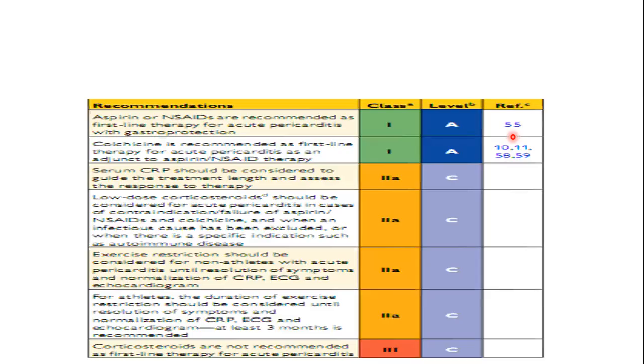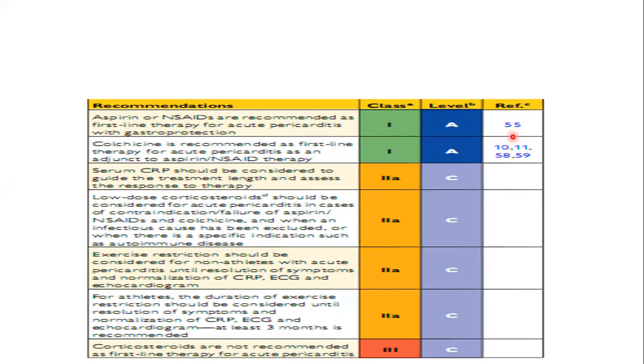Okay, so for the treatment, aspirin and NSAID are recommended as the first line for acute pericarditis. And it's also important to bear in mind gastroprotection, which means you need to put the patient on a PPI also. Colchicine is also recommended as first line in a patient with acute pericarditis, but as an adjunct to either aspirin or NSAID. And then the serum CRP should also be considered to guide the treatment length and assess the response to therapy, which is a class 2A recommendation.